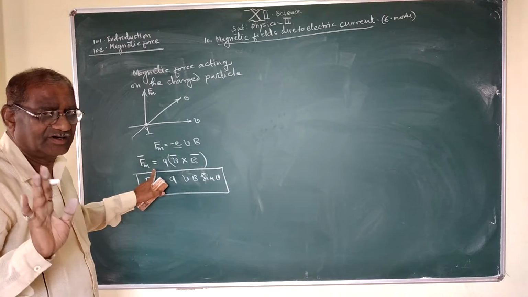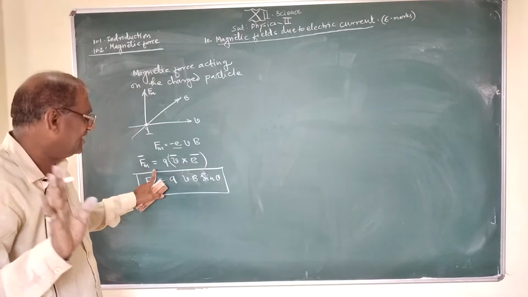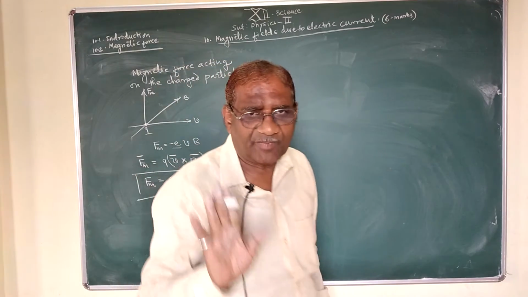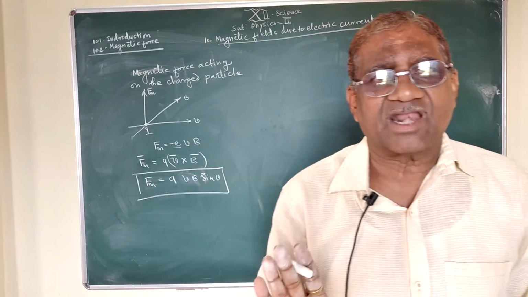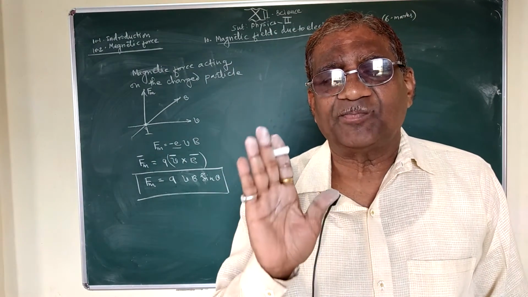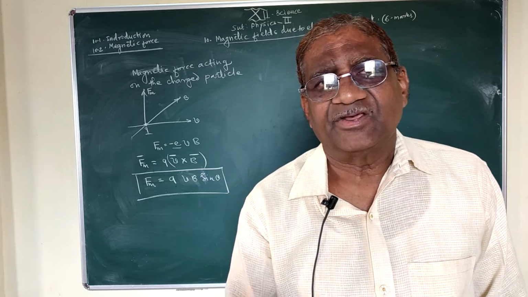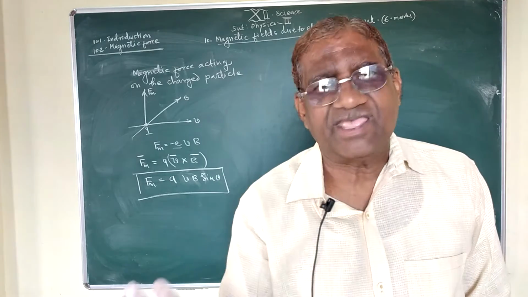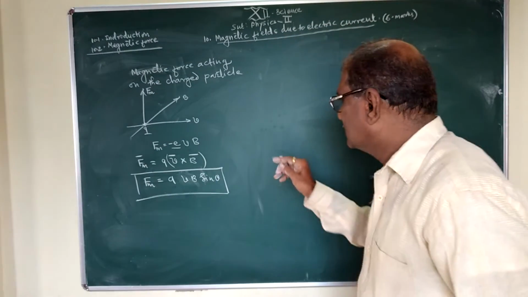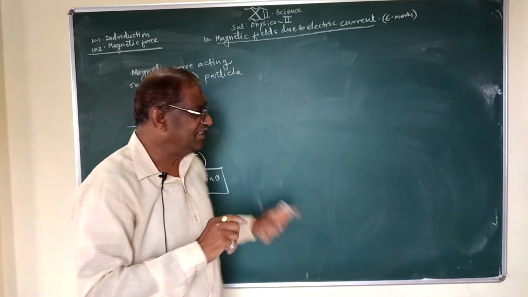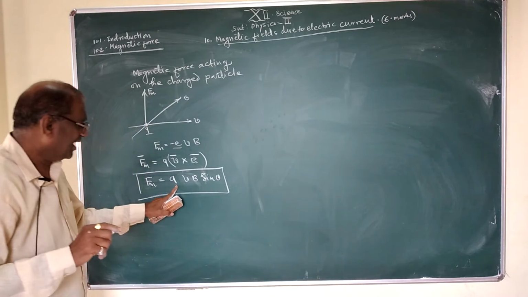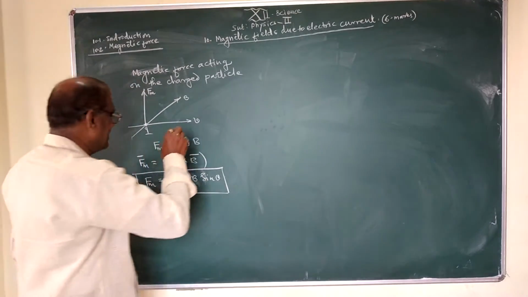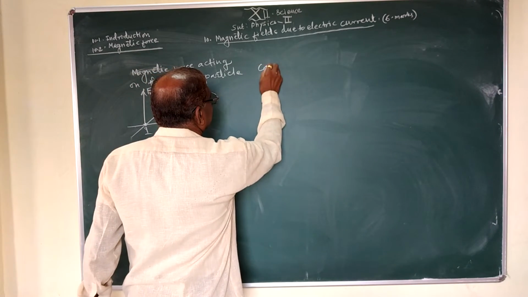This is the magnetic force acting on the charged particle, and the direction of the magnetic force is perpendicular to the plane formed by the velocity vector and magnetic induction B. This is the direction. Now, when is this force maximum and when is this force minimum? There are particular cases.